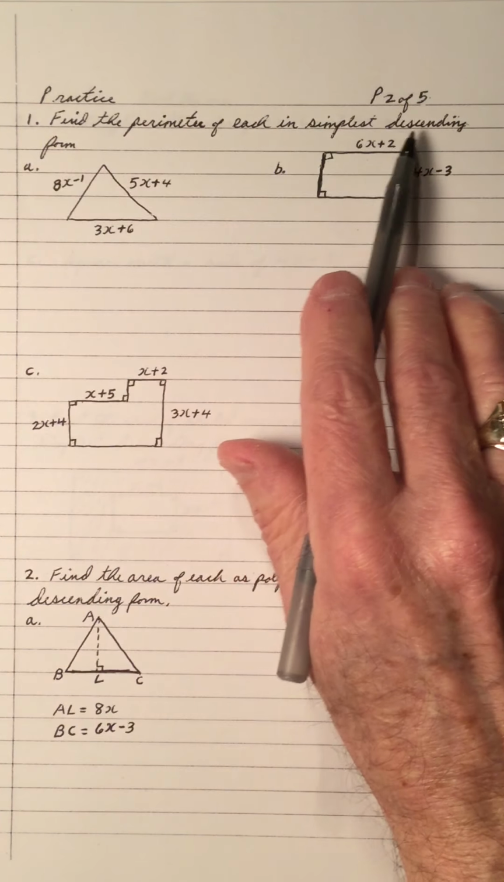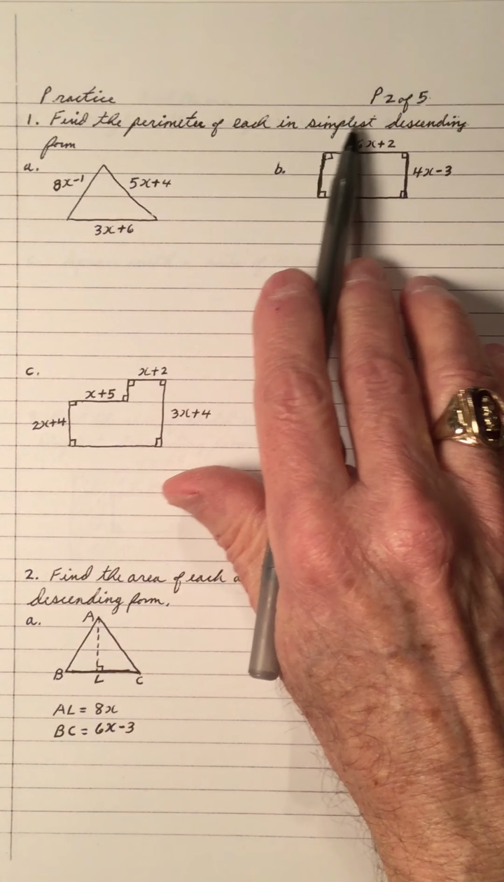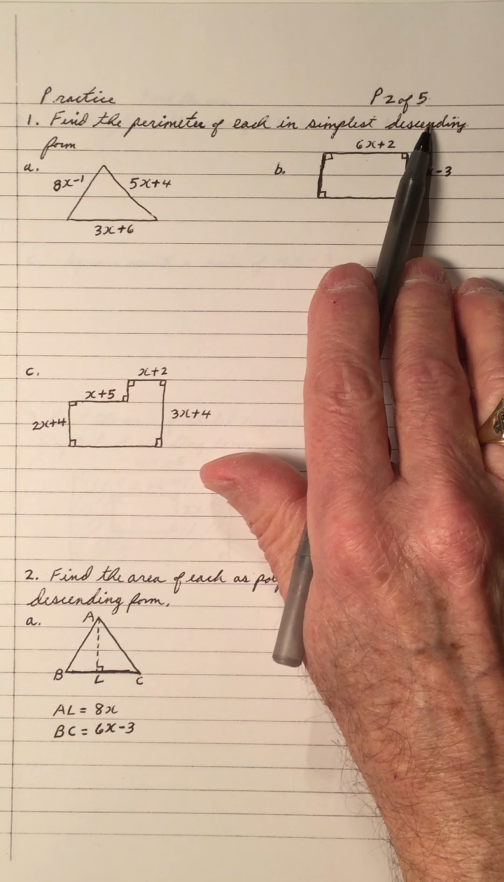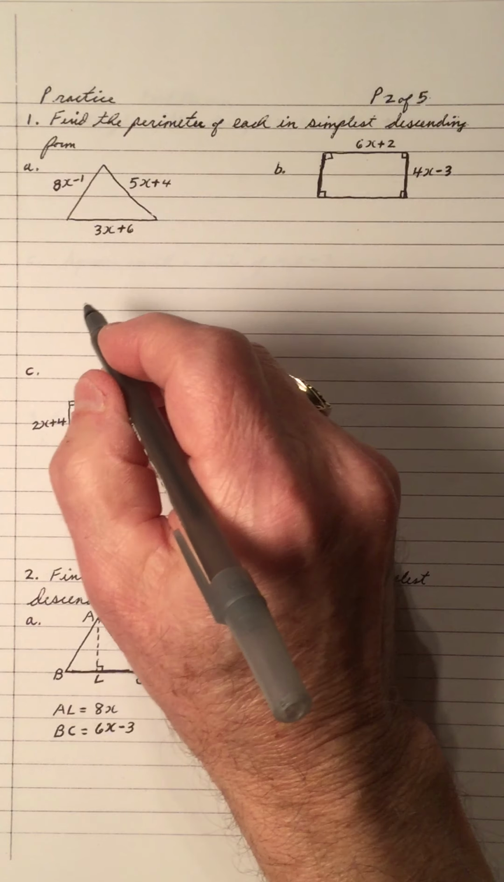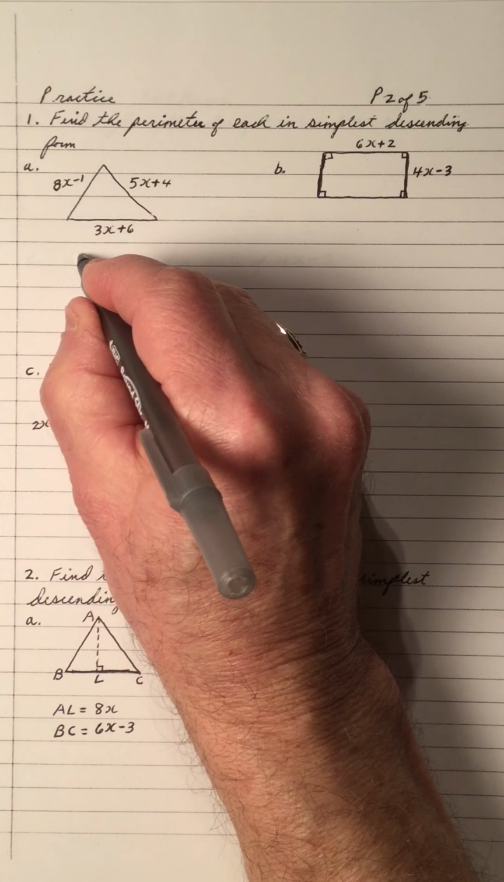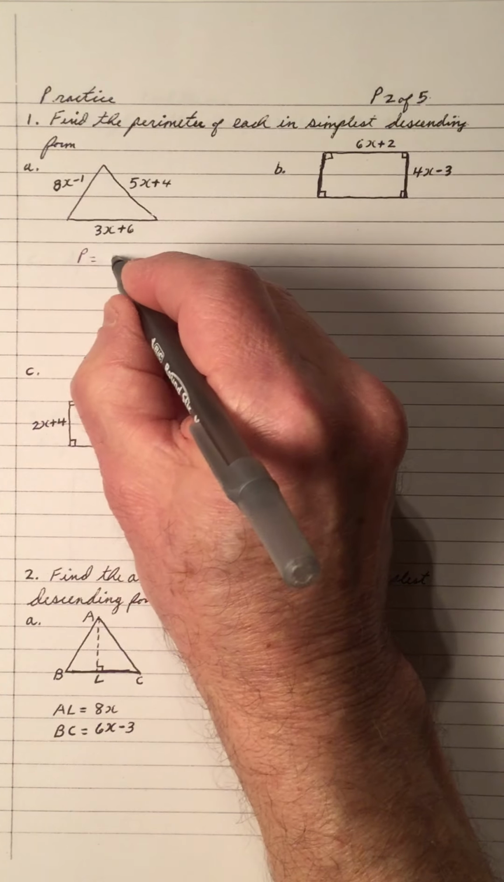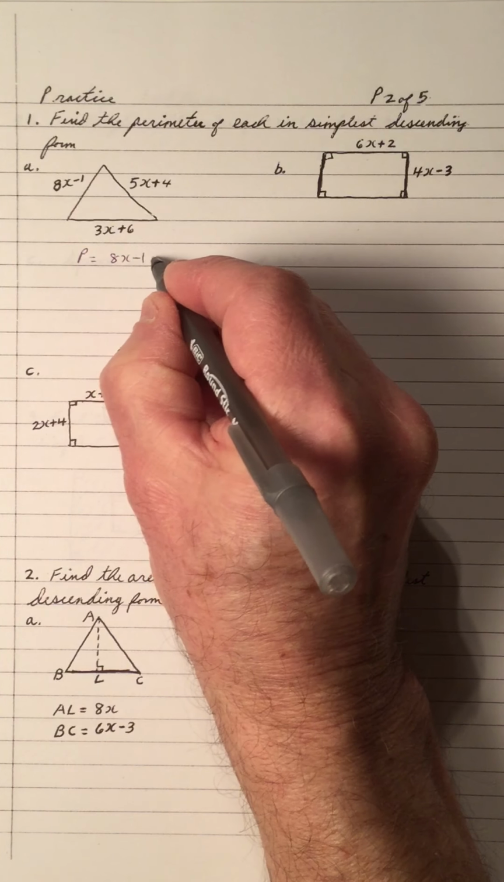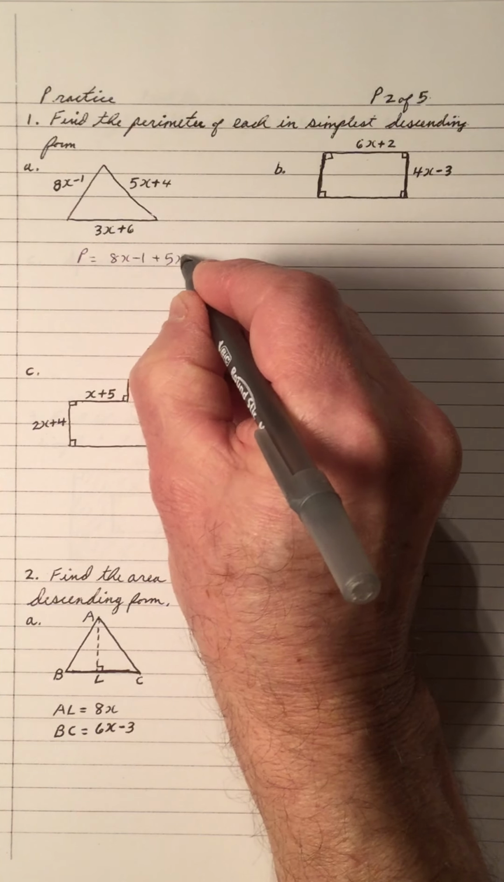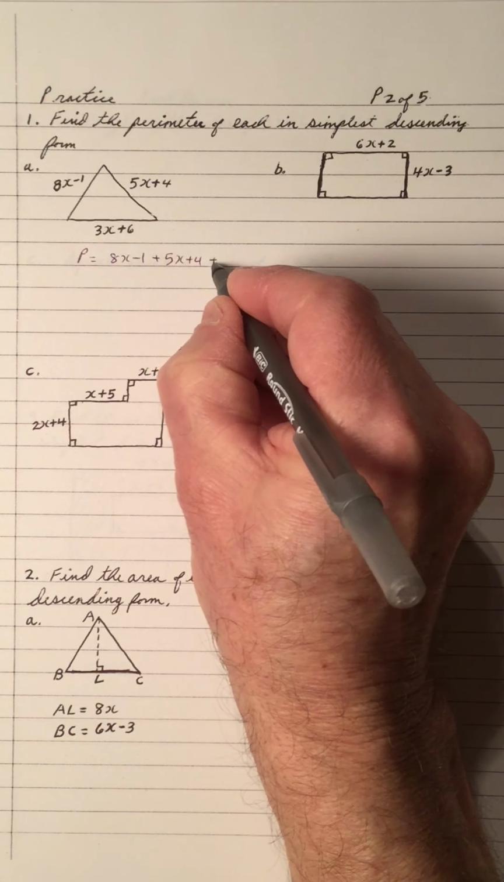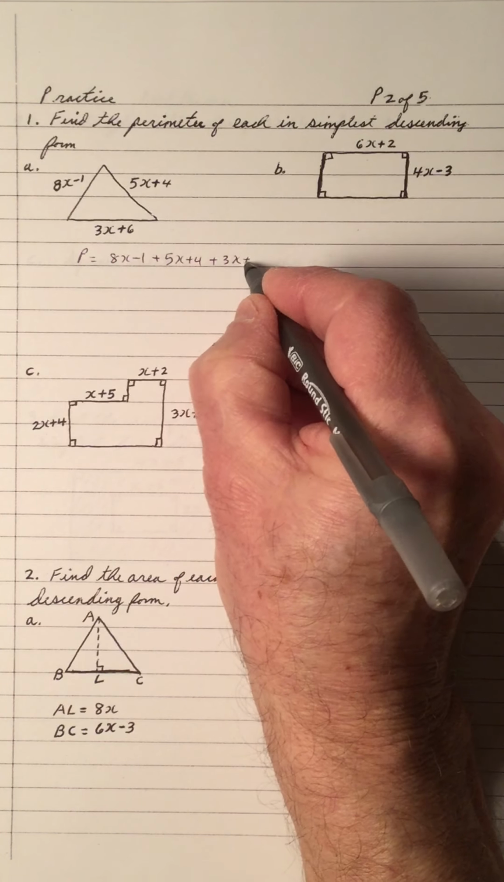Find the perimeter of each in simplest descending order. Notice simplest descending form or order. So perimeter means add up all the sides. So perimeter is 8x minus 1, add on 5x plus 4, add on 3x plus 6.